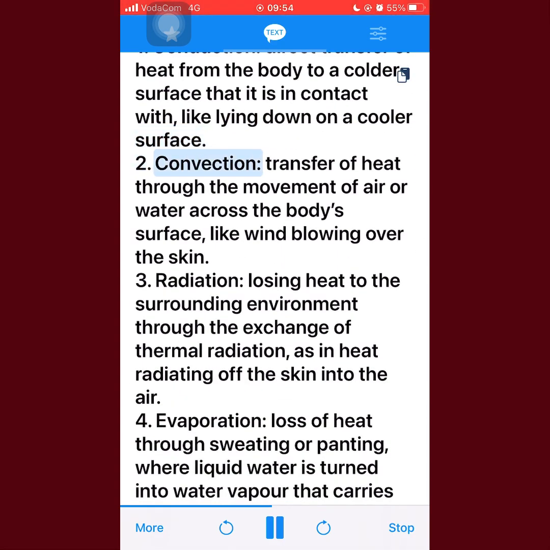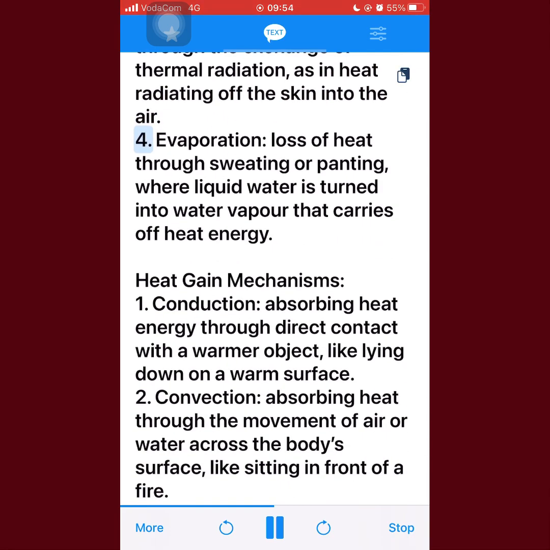2. Convection: transfer of heat through the movement of air or water across the body's surface, like wind blowing over the skin. 3. Radiation: losing heat to the surrounding environment through the exchange of thermal radiation, as in heat radiating off the skin into the air. 4. Evaporation: loss of heat through sweating or panting, where liquid water is turned into water vapor that carries off heat energy. Heat gain mechanisms. 1.